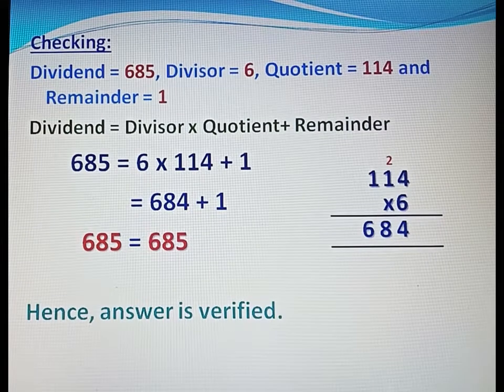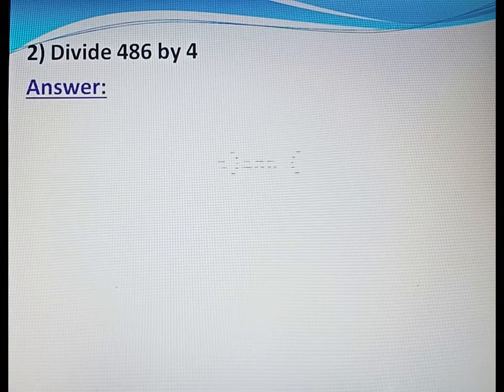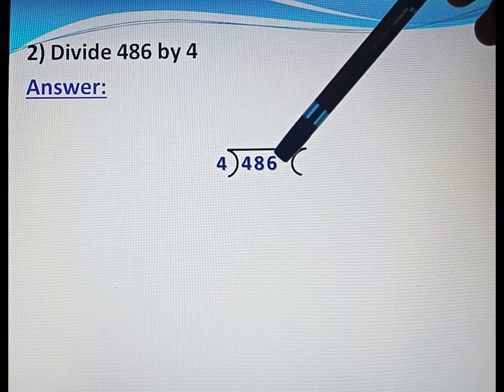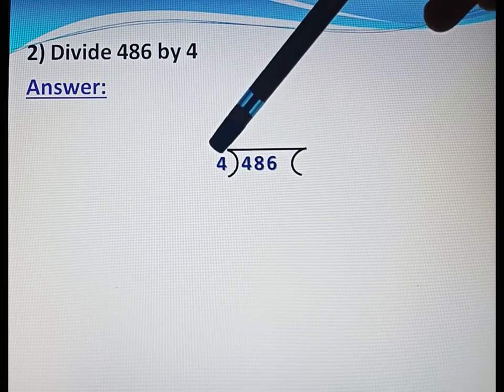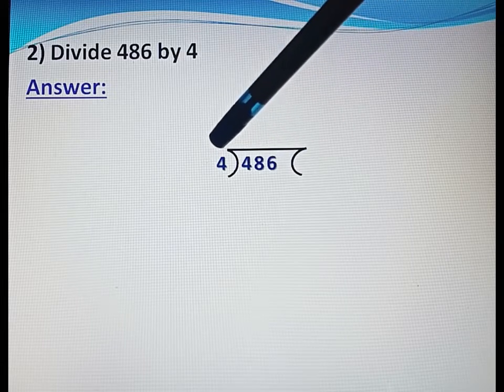Now come to second example. Divide 486 by 4. Answer. 486 is dividend, so we have written here, and 4 is divisor, so we have written on left side. Now we will do division.